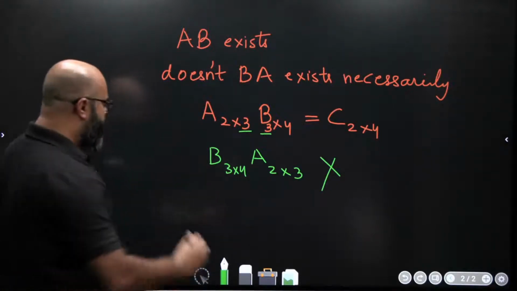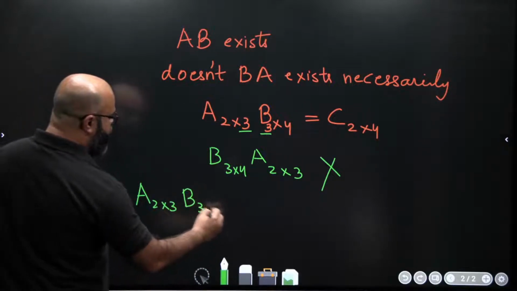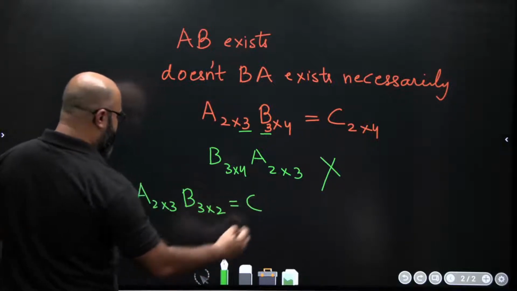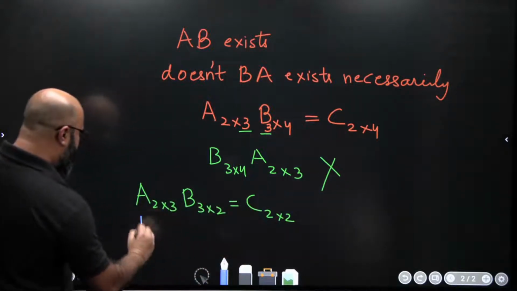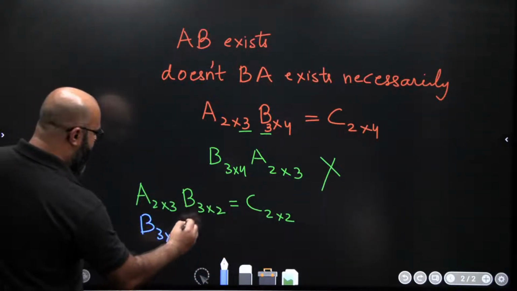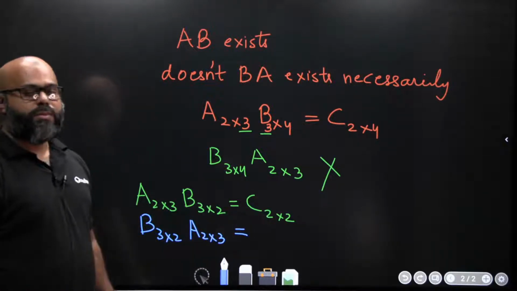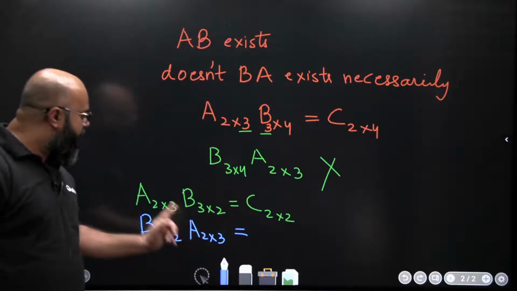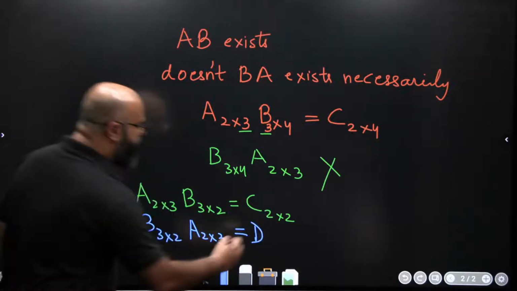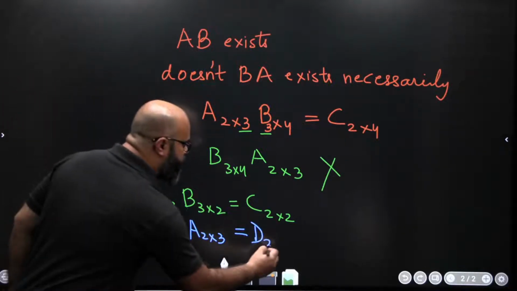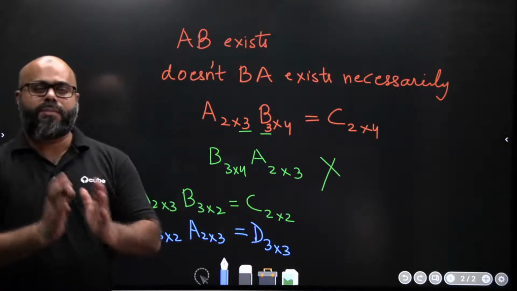Like if we say that AB is 2 cross 3 into 3 cross 2, then the resulting matrix is 2 cross 2. And if we change the order, B is 3 cross 2 and A is 2 cross 3. Can we multiply here? Here it is conformable because it is 2 and it is 2, as it was 3 and 3 before. So the resulting matrix is a D matrix and it is of 3 cross 3. So you have to understand that A multiplied with B does not mean B multiplied with A.